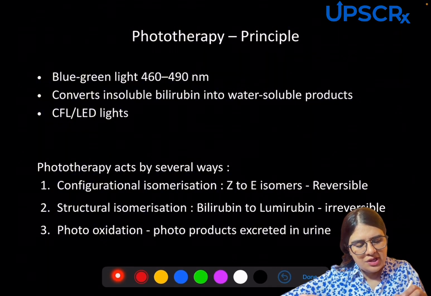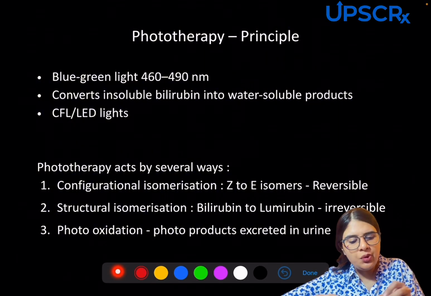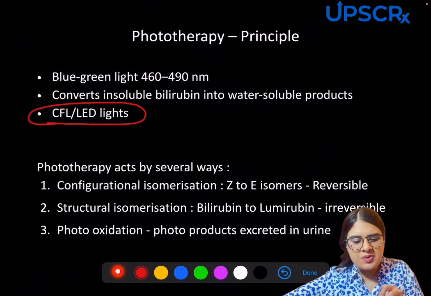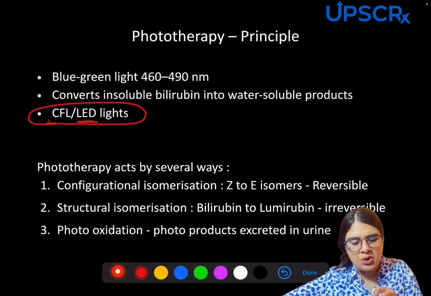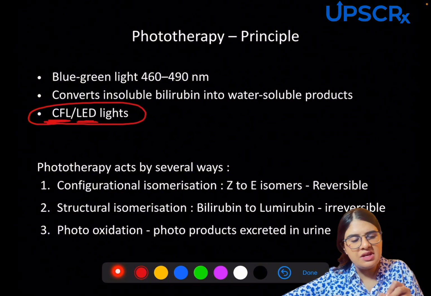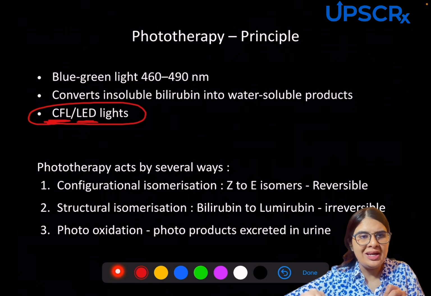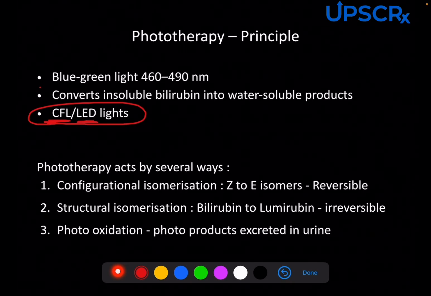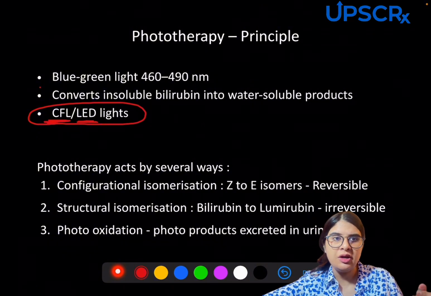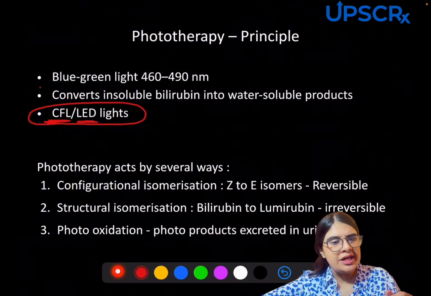Now, what is the principle of phototherapy? So, what light do we use? We are usually using LEDs now, especially in the tertiary care hospitals. CFL lights are also used in primary setups, PHC setups and all, but usually big hospitals have switched to LEDs. We are preferring LED lights now because they're more safe, they have longer lifespan, and they are also considered superior and more effective in cases of neonatal jaundice.